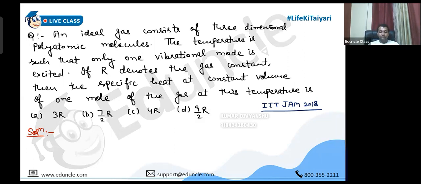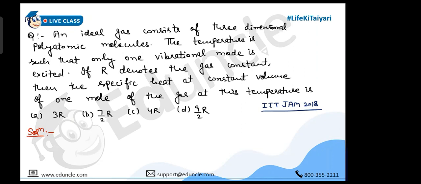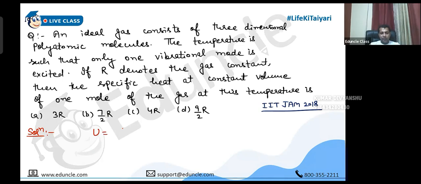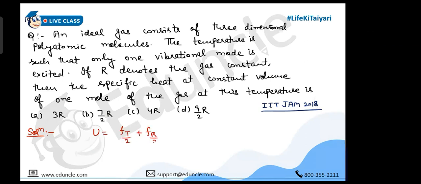Polyatomic molecules. So how many total modes are there for polyatomic? Anyone? So let us calculate U. 3 translation, 3 rotational, and 1 vibration. Yes. This will be the formula. Let us write it RT only, because for one more we have to do it now.